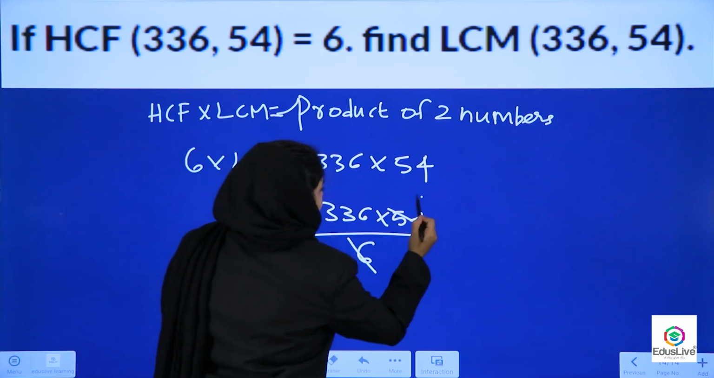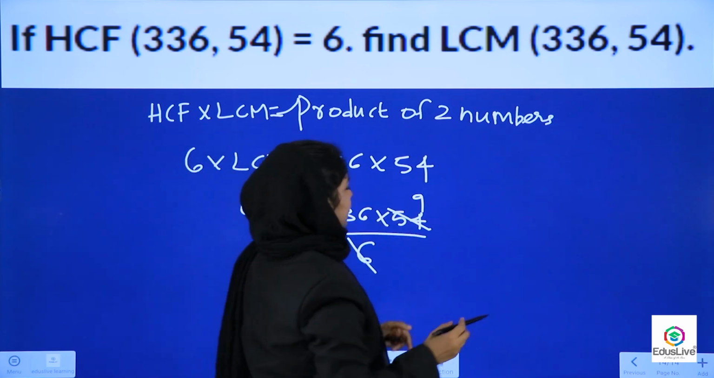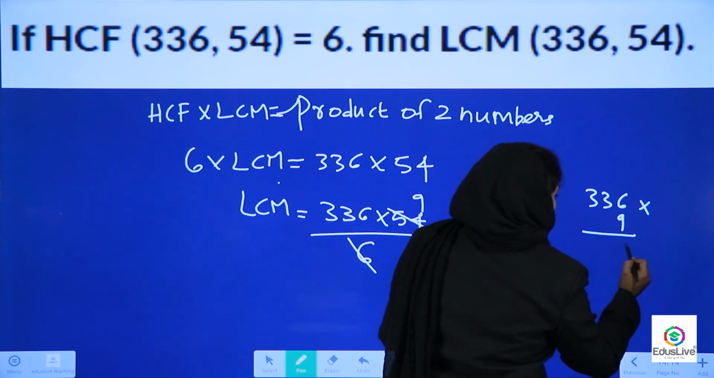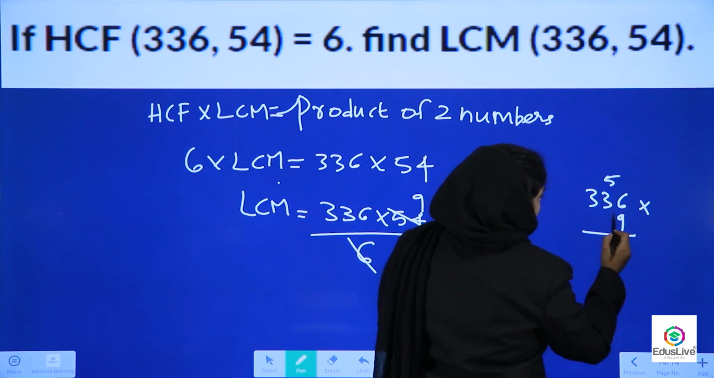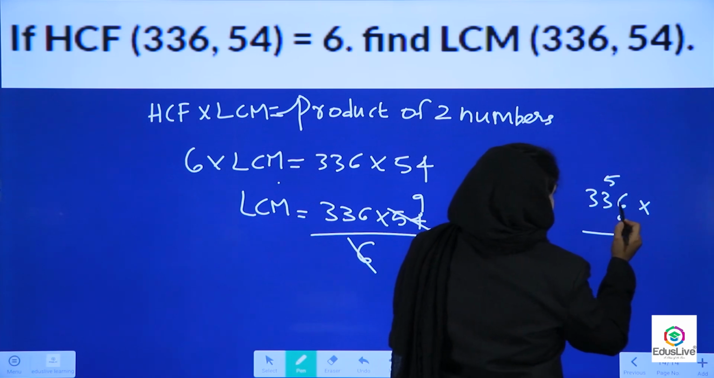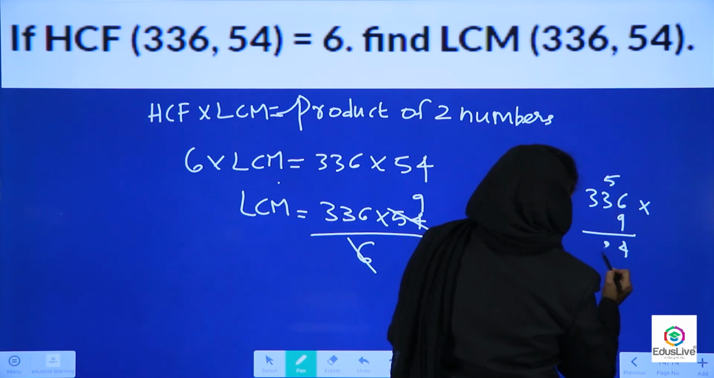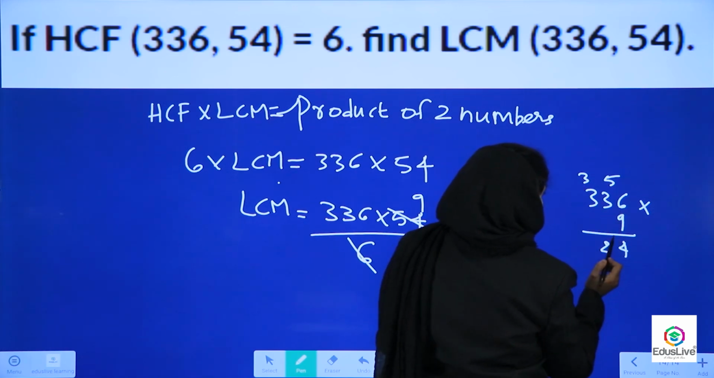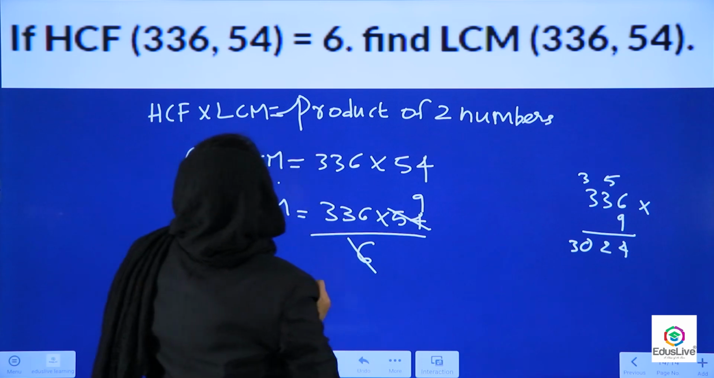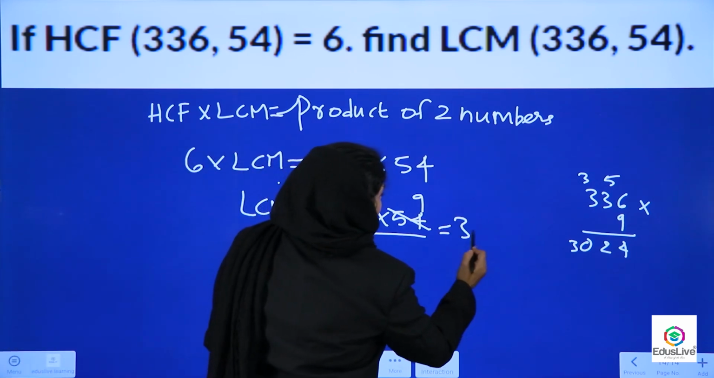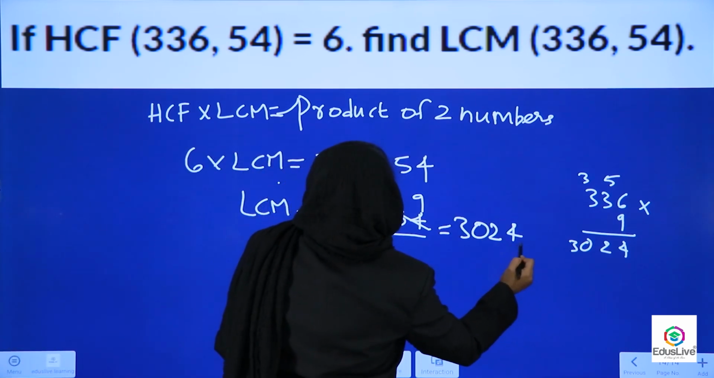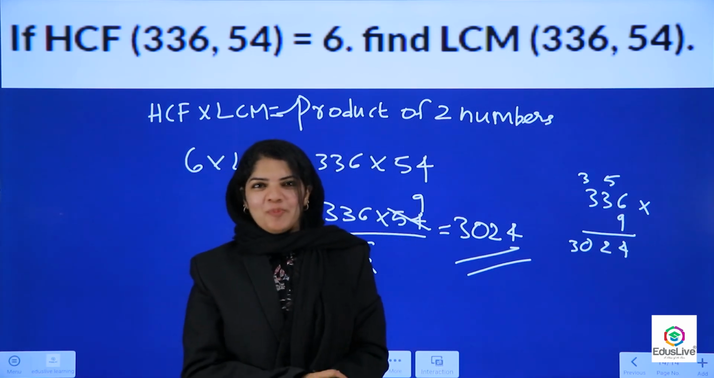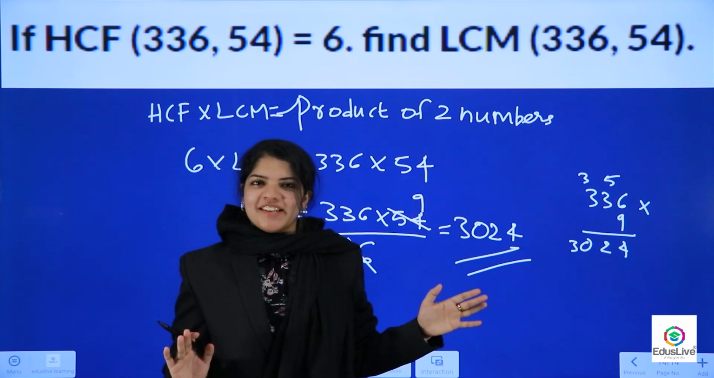6 and 54 we can cancel, giving 9. So 336 times 9. 9 times 6 is 54, carry 5. 9 times 3 is 27, 27 plus 5 is 32, carry 3. 9 times 3 is 27, 27 plus 3 is 30. So it is 3024. Okay. So I hope this entire session is clear. Thank you.